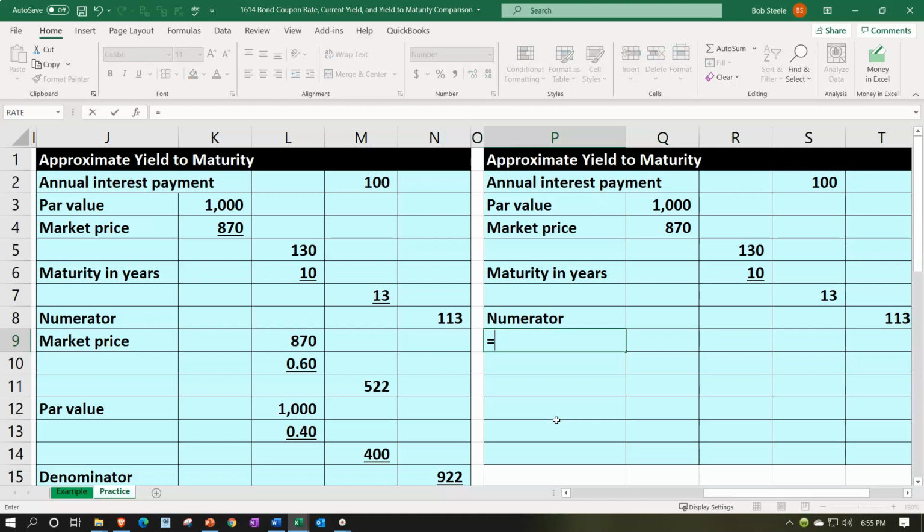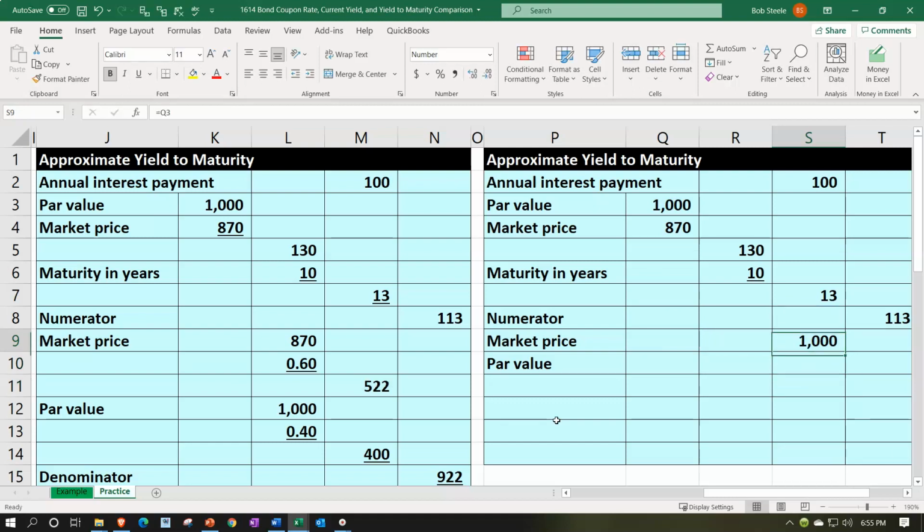So now I'm going to do the new stuff. This is where the new thing happens, the market price, and then the par value. I'm going to put that over here in this column, market price, and the par value. Hold on, that's backwards. Market price is going to be the 870, and the par value, the 1,000. Underlining that, Font Group and Underline, equals the SUM. And there we have that, and we're going to divide it by 2.